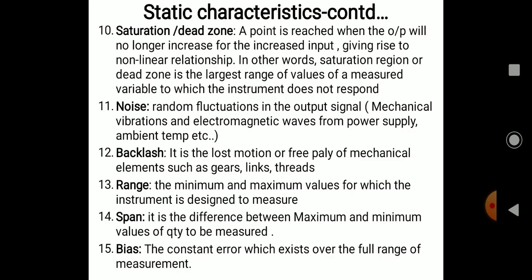Suppose you are taking 10 mm, it will show 10.02. If you are taking 12 mm, 12.02. So the biased reading is always reflected over the full range of the measurement. Suppose an ammeter always shows a 0.1 amps error. Suppose no current is there, but it shows 0.1 amps. If you are measuring 2 amps, it will show 2.1, because this 0.1 is already there in the instrument as bias. That is why it is called bias error.